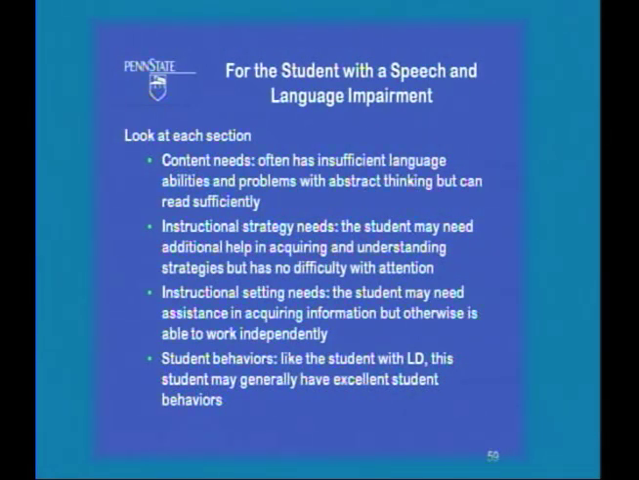For instructional strategy needs, the student may need additional help in acquiring and understanding strategies, but has no difficulty with attention. As far as instructional setting needs, the student may need assistance in acquiring information, but otherwise is able to work independently. Finally, student behaviors. Like the student with LD, this student may generally have excellent student behaviors.